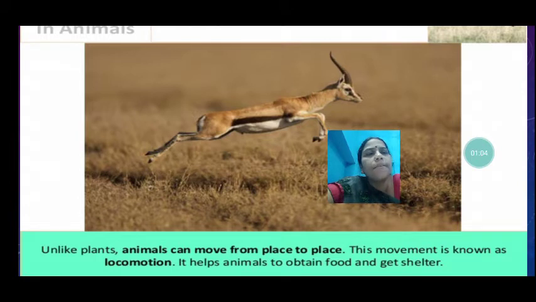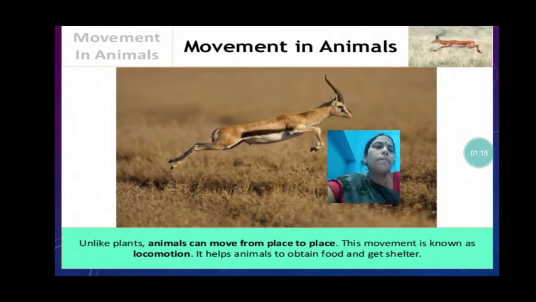Now, what is shelter? Shelter is a place that provides safety to animals from any kind of danger or harm.